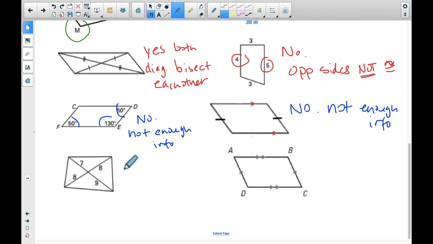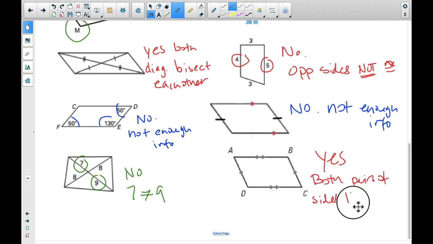All right, the second to last one here, the 8 and the 8 are the same. That's good. They're supposed to bisect each other, so they do. But the 7 and the 9, that's not bisecting. So no, they are not congruent because 7 does not equal 9. And this last one is yes, because both pairs of sides are parallel. And that's actually the definition of a parallelogram.